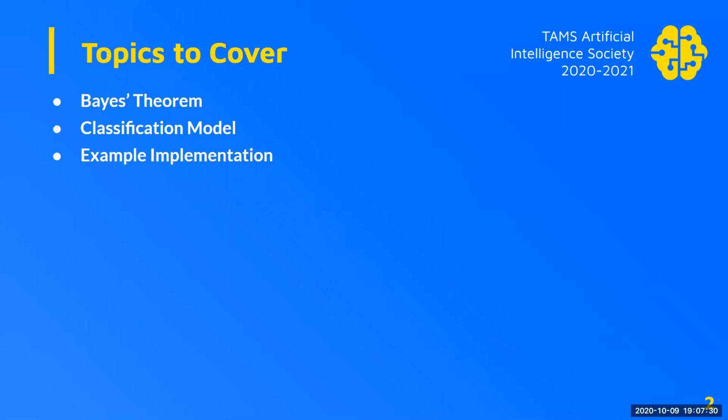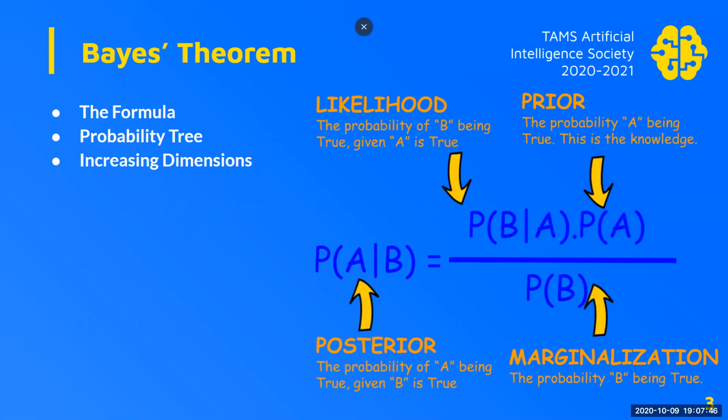Yeah, we're just going over the Naïve Bayes classifier. So to give some background on that, we're going to go over Bayes' theorem, something from probability. Then we're going to go over the model itself, and then go over some example code for that. So let's just get started.